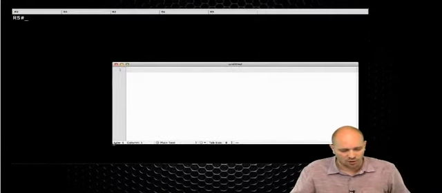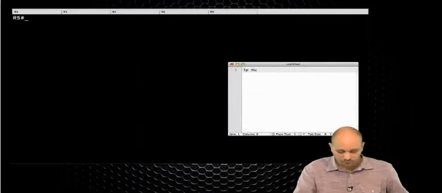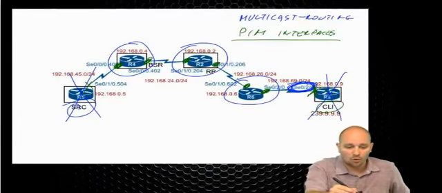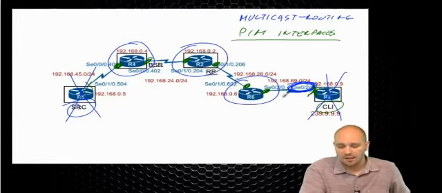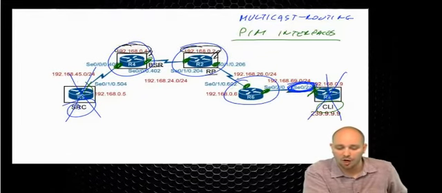So I'm going to start by enabling multicast routing where it needs to be enabled. So I'm just going to say ip multicast-routing here, and then, I forgot one thing. All these things here, the BSR, the RP, this is going to be happening on the loopback interfaces. So these are going to be our BSR address. This is going to be our RP address.